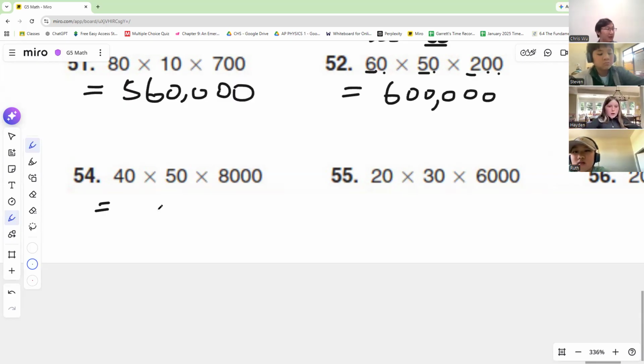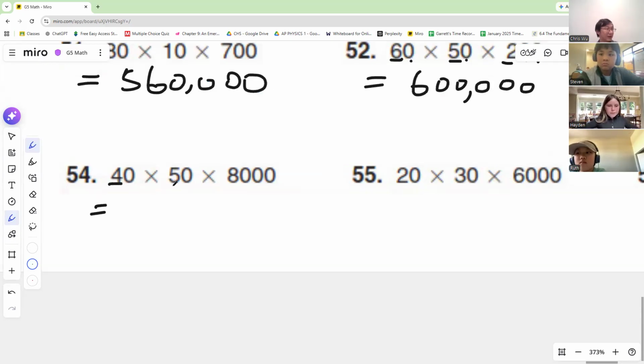I got... If you haven't got to this problem, that's okay. Just let me know. I did it, but I didn't add enough zeros. Ah, I see. Okay. So let's do it together then.